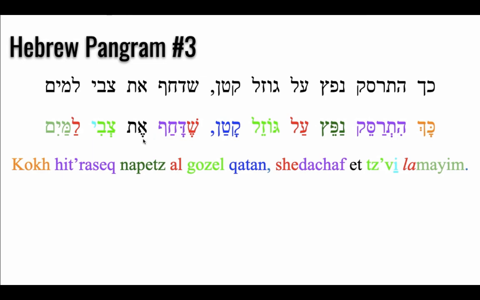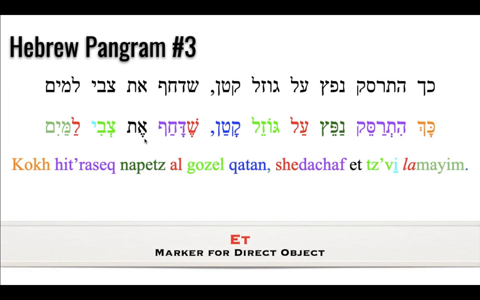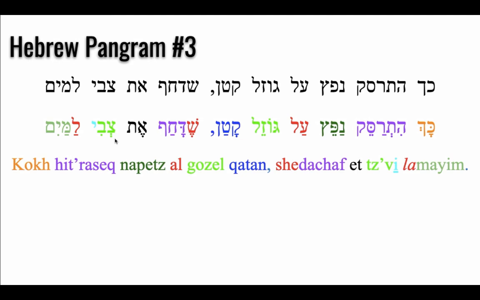We also have this word I haven't taught quite yet, et, and it's a marker for a direct object. And then we have tzevi. This e here means my. And then we have the lamed. So if you remember lamed, your best guess is that it means to. So how did we do with the meaning?